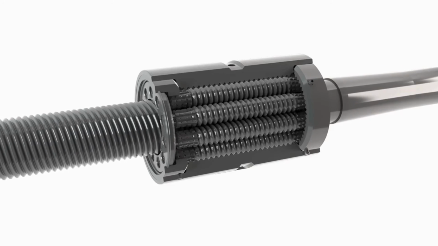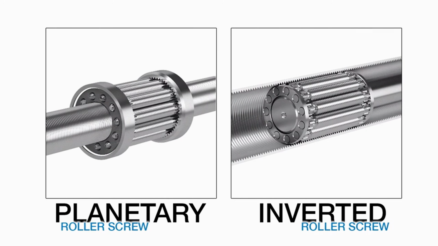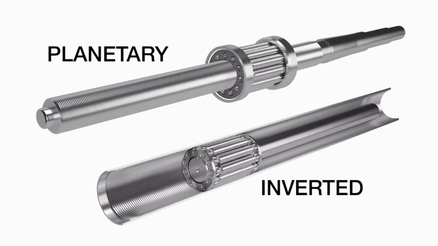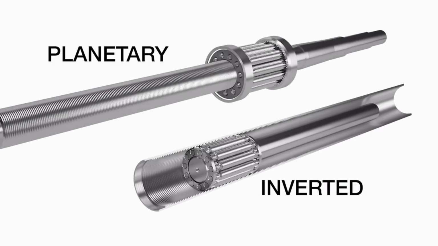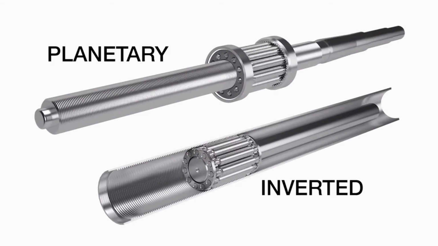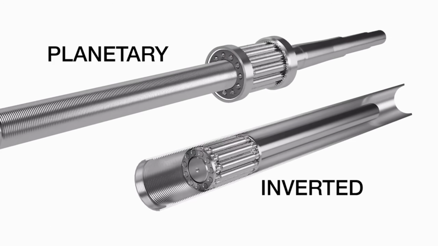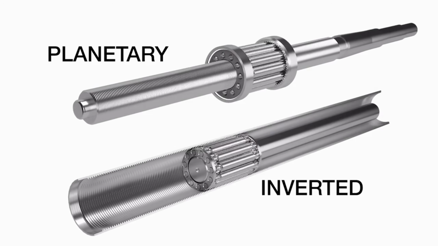There are two types of roller screws, planetary and inverted. Both designs have pros and cons. Inverted roller screws have a more compact size than planetary roller screws, while planetary roller screws have higher life and DLR ratings. There are differences in load capability and life due to the manufacturing processes.